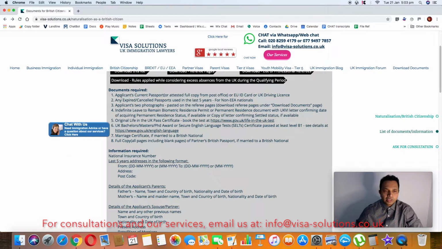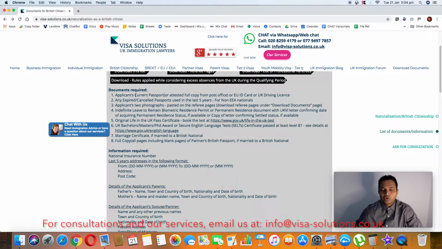So the documents required: applicant's current passport. If you are a non-European national applying for naturalization, then you will have to produce the last 5 years of all the passports that you held. The reason being, your passports are stamped whenever you enter the UK, and even exit stamps have been started, so that's how they come to know that you were present, for what period of time you were outside the UK, and how long you were in the UK.